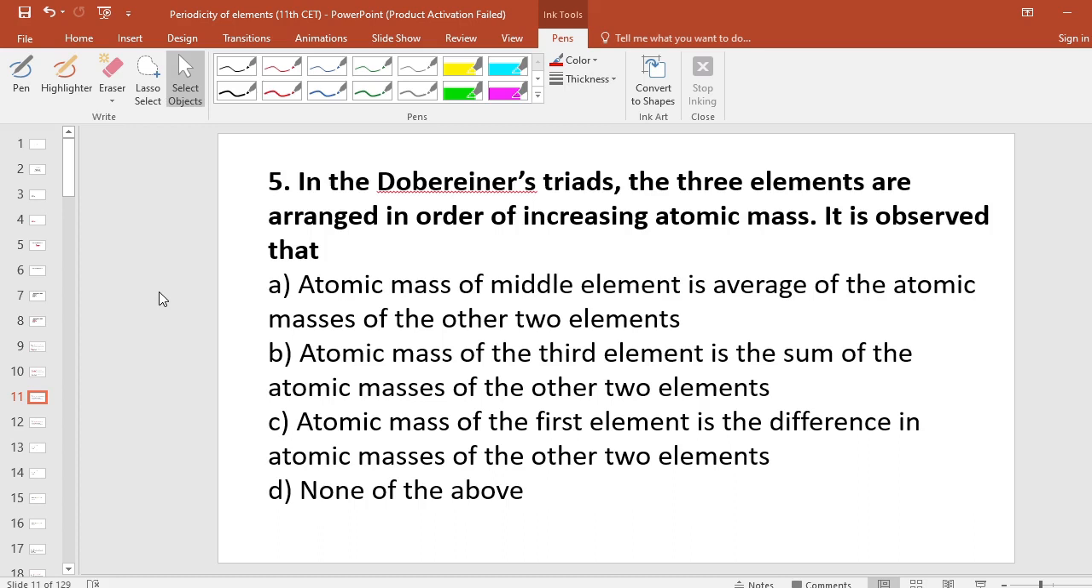It is observed that: first option, atomic mass of middle element is average of the atomic masses of the other 2 elements. Next one, atomic mass of the third element is the sum of atomic masses of other 2 elements. Atomic mass of the first element is the difference in atomic masses of the other 2 elements. And last one is none of the above. For Dobereiner triads, it is the average atomic mass of the two elements which is the atomic mass of the middle element. That is, option will be A.